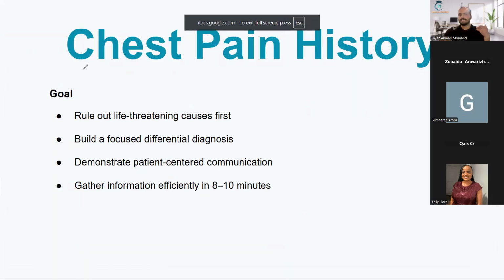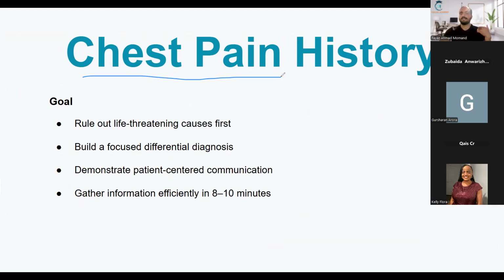Now we discussed the approach to chest pain. Now we are going to discuss it in detail, how we are going to take each step. The goal for chest pain history in OSCEs is to make sure that IMGs are ruling out life-threatening causes first, and building a focused differential diagnosis based on patient presentation, not just randomly throwing in diagnoses that come to their mind. And IMGs are patient-centered. They communicate in a way that the patient understands and feels comfortable with.